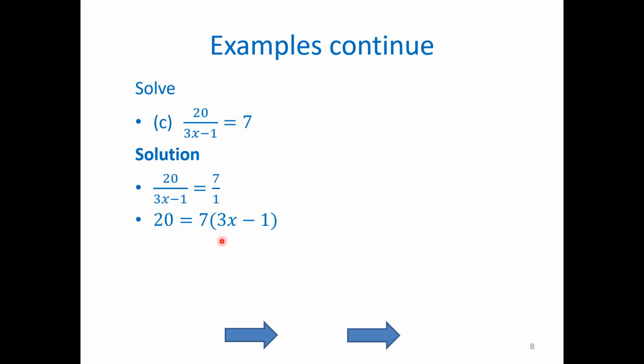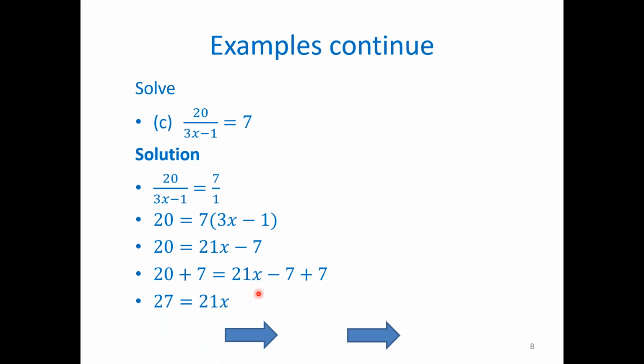And then we have to multiply out the brackets. So if you multiply out this bracket, you will get this equation: 20 equals 21x minus 7. And you have to keep x on one side, on the right side. So if we add 7 to both sides, we can remove this minus 7. So if we add 7 to both sides, we will get 21x equals 27.